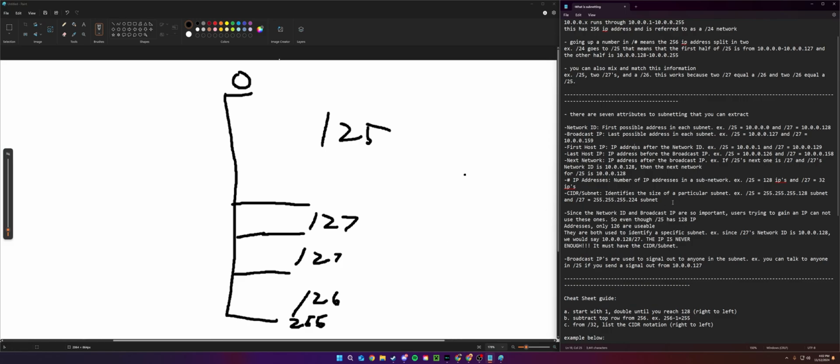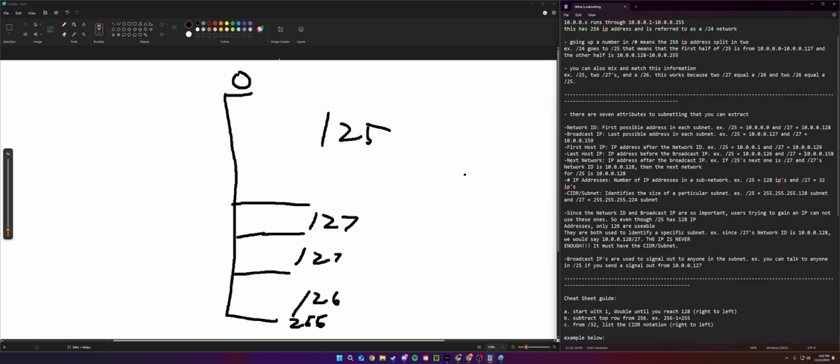Okay. Last host IP is the IP address right before the broadcast IP. So how we went over the broadcast IP was the last possible one. For /25 it would be 10.0.0.126, and for /27 it would be 10.0.0.158. Yep, that's right.